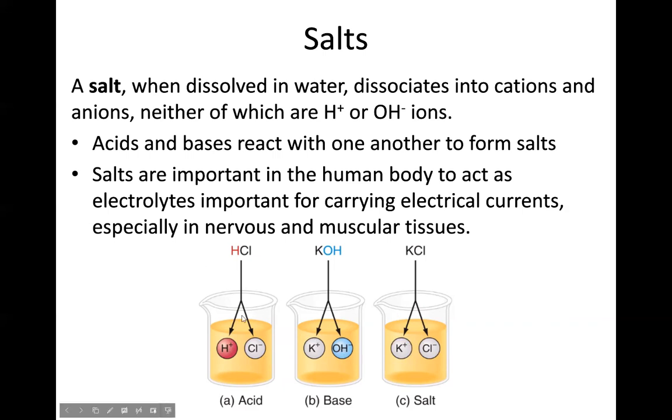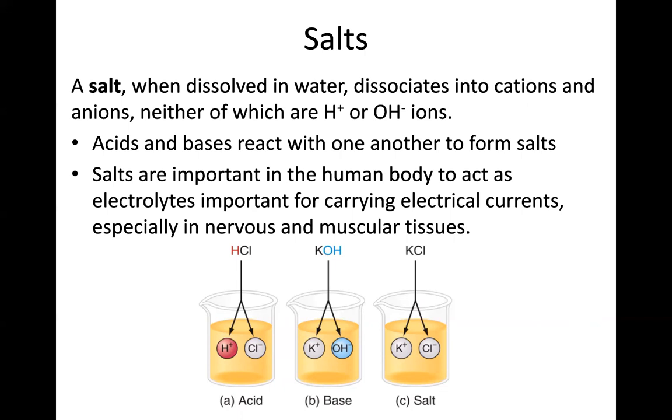Now, what's cool is you can take an acid and a base and they can react with one another to form a salt, like the chloride from this, the potassium from this, and that's potassium chloride. Salts are very important in the human body to act as electrolytes, important for carrying electrical currents, especially in our nervous and muscular tissues.